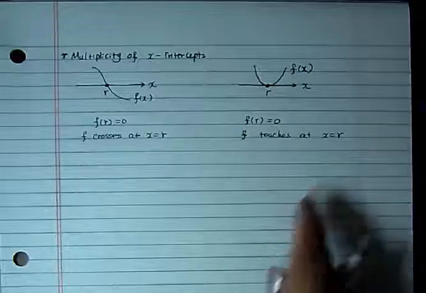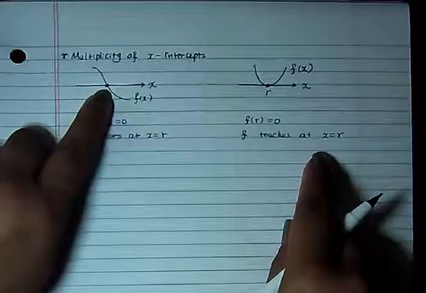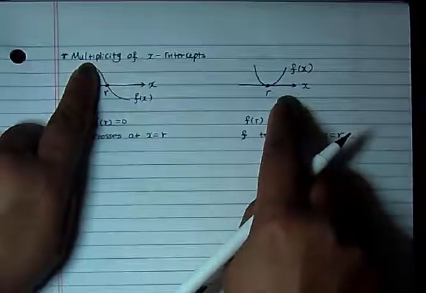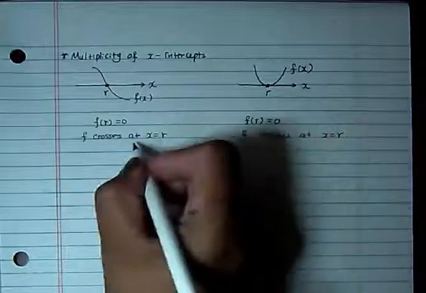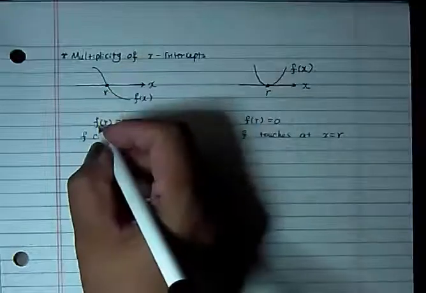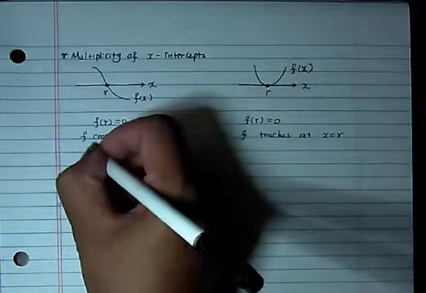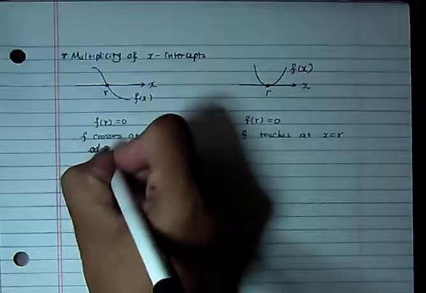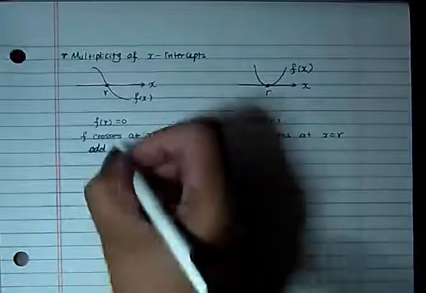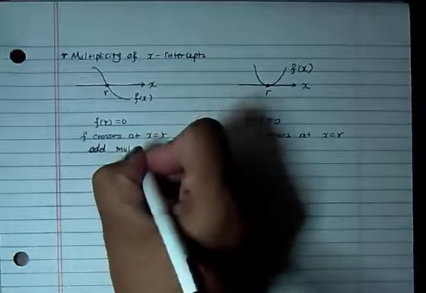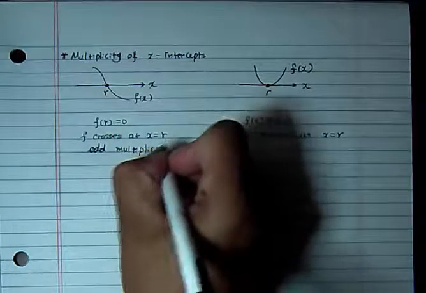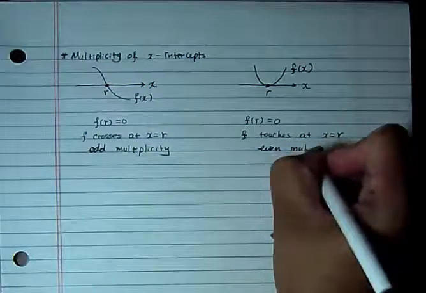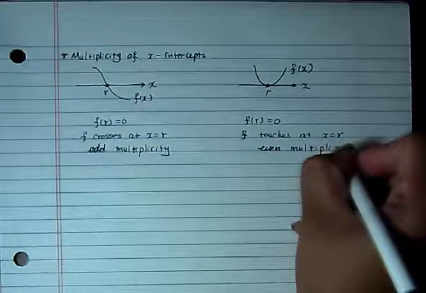So how can I know when it crosses and when it touches? That will be related to our multiplicity. Right. So when the multiplicity is even, oh, my mistake. When the multiplicity is odd, because I have the odd first, you will have a cross. And when you have even multiplicity, that will be touching.